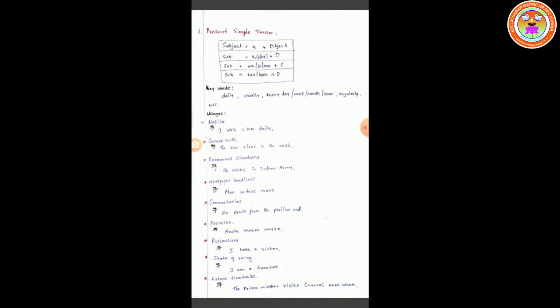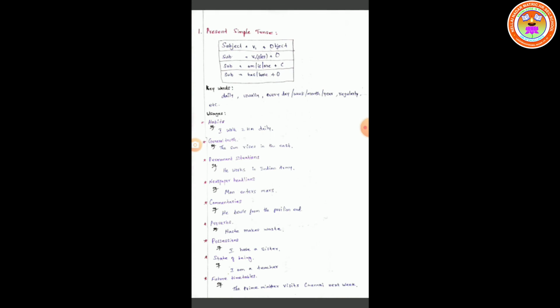And newspaper headlines. Man enters Mars. Commentaries. Example, he bowls from the pavilion end. Proverbs. Haste makes waste. Possessions, as I already told you in the structure. For example, I have a sister. State of being, for example, I am a teacher. And future timetables, for example, the Prime Minister visits Chennai next week.